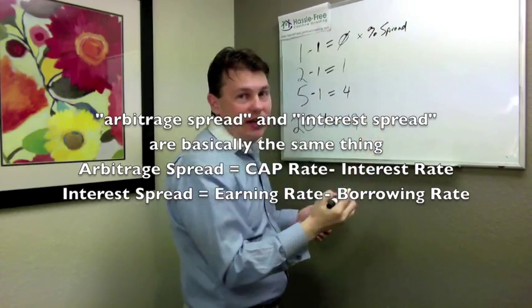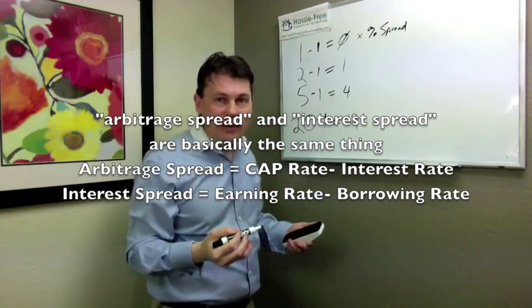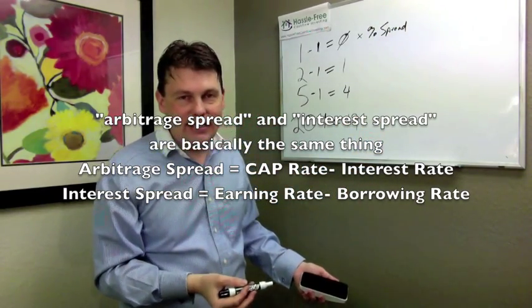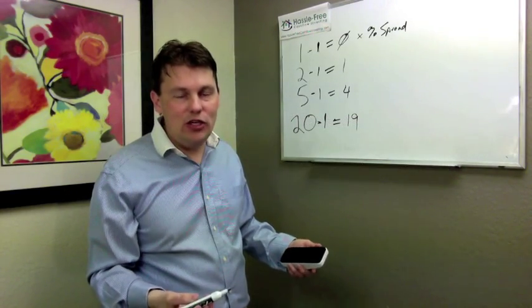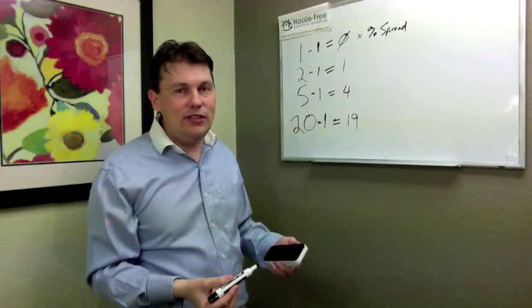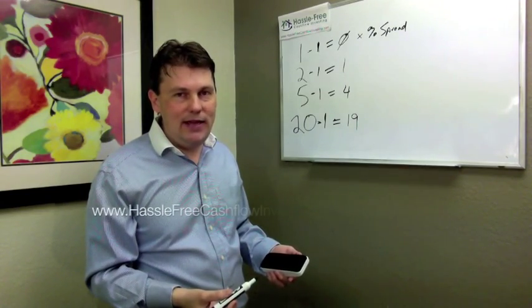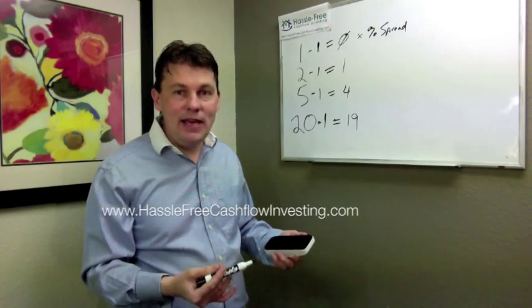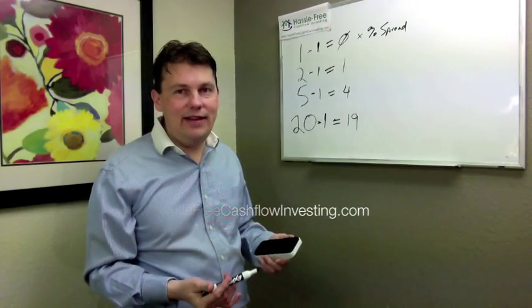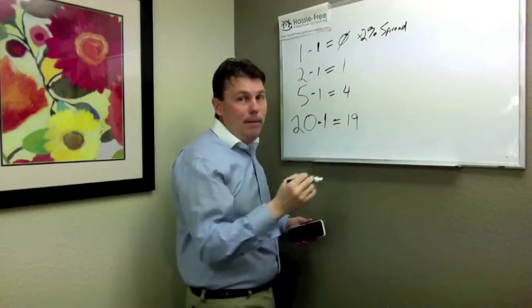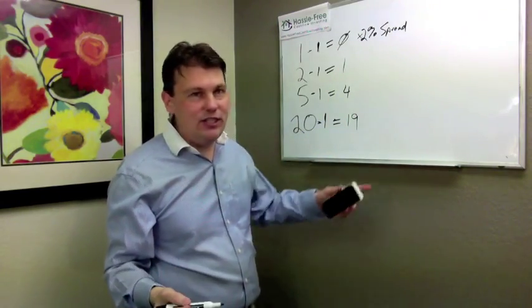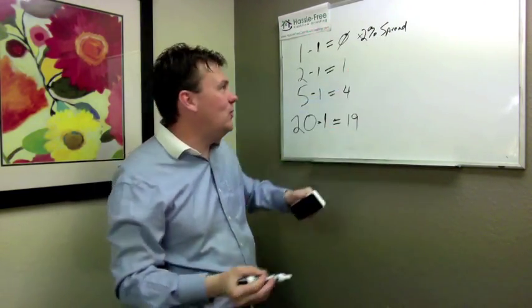Because we're talking about if you borrowed money at 4 and you invested it at 6, the 6 represents the cap rate on the property. And if you're not sure how to calculate cap rate, there's an entire video series on our website, Hassle-Free-Cashflow-Investing.com, that will help explain how to calculate cap rate. So your spread, borrowed at 4, invested at 6, you're positively arbitraged a 2% spread, right?